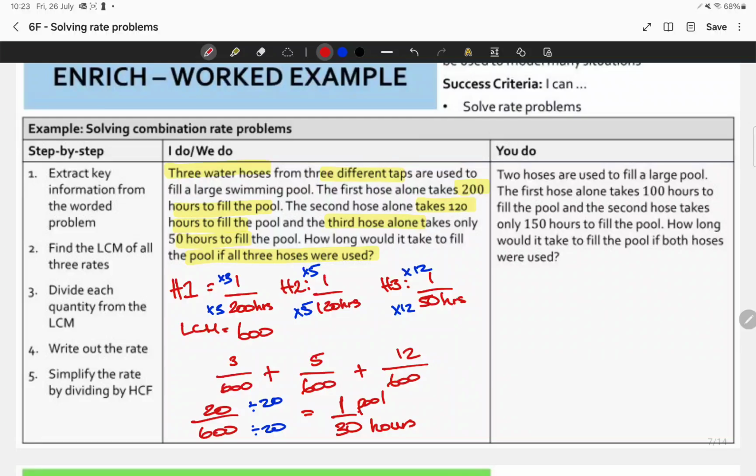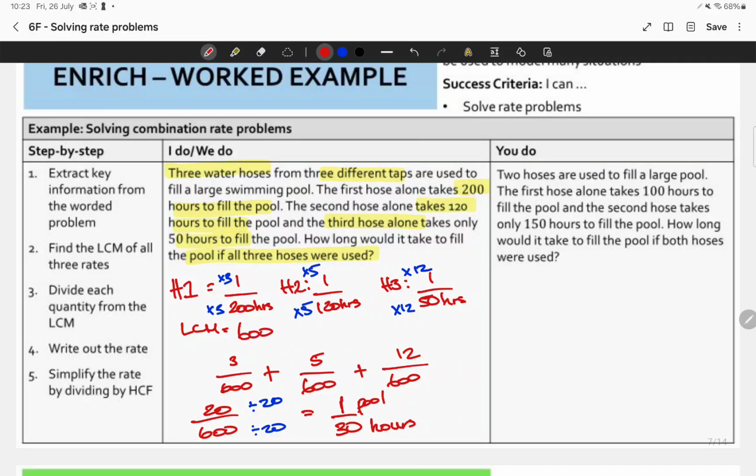So I'll give you about 5 minutes to do the you-do. It's going to be very similar here. I know that's a little bit hard to grasp, but the main thing that you need to understand is the first rate is the one pool, okay? And then the second part is that it takes the amount of time for each of the hoses. So we'll take a pause here and then I'll give you the time. So 5 minutes, pause. All right, welcome back.